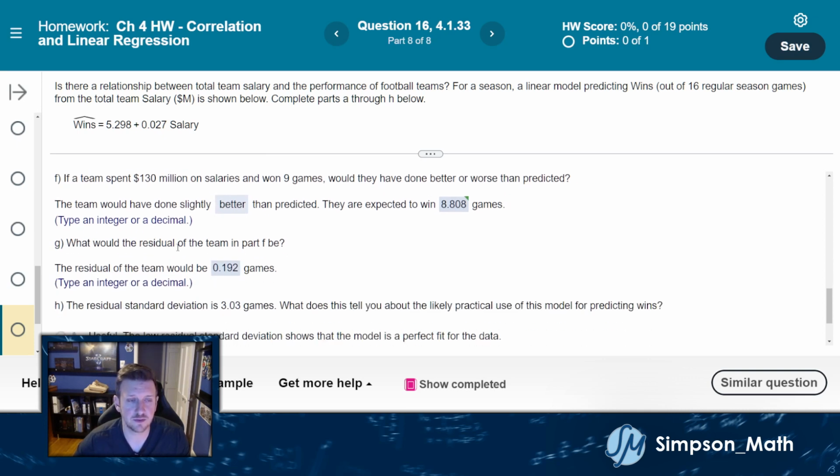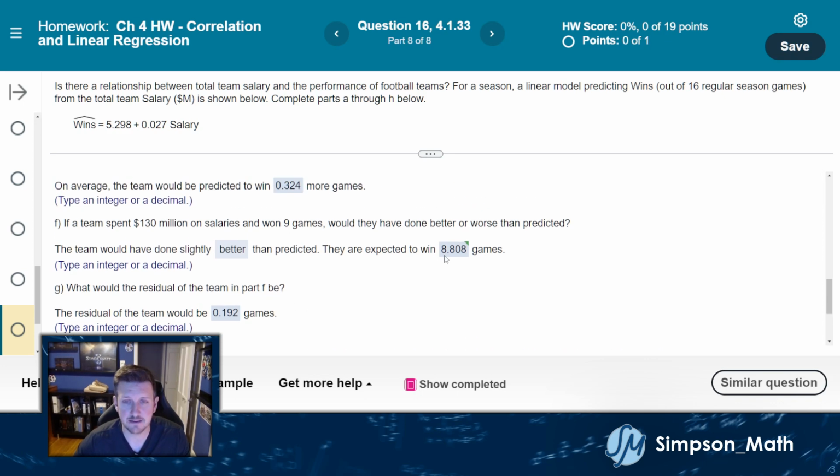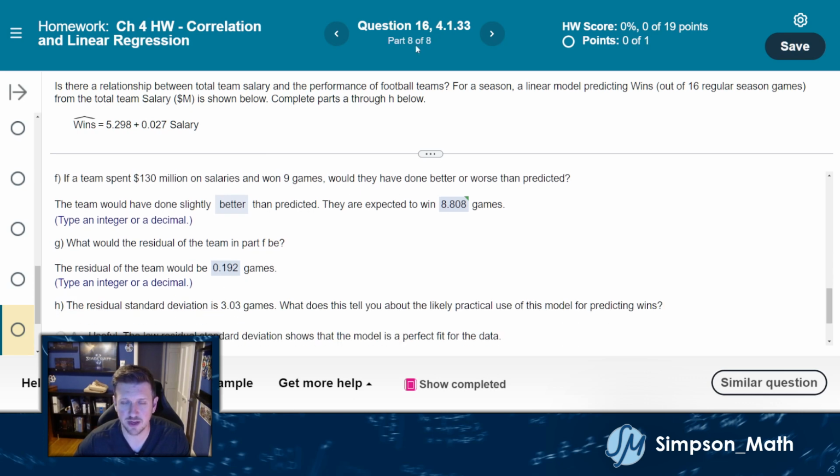What would the residual from the team in part F be? Well, 9 minus 8.808, observed minus expected. Notice that's a positive residual. We're going to get 0.192.